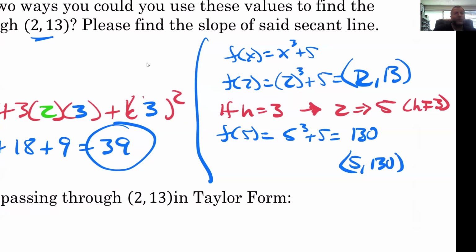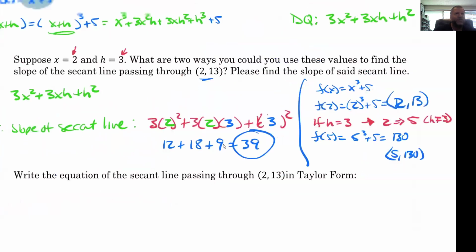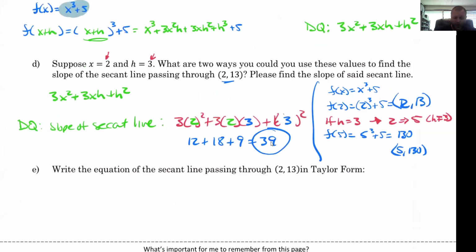You could do the old school way of finding the slope, right? Change in y. If I'm going from 13 to 130, I'm going up 117. I'm going over 3, 117 over 3 gives us 39. You get the same slope doing it that way.